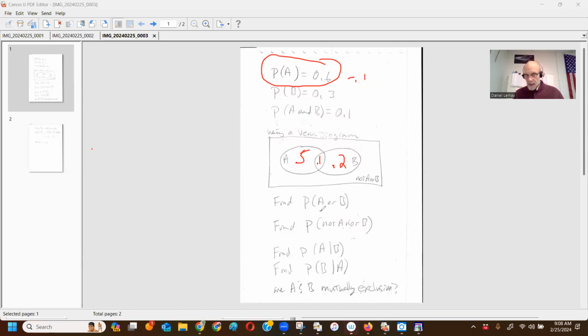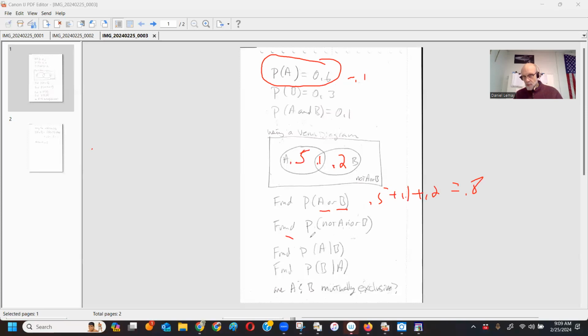Now, what's the probability of A or B? We'll just add up those three regions: 0.5 plus 0.1 plus 0.2. So the probability of A or B happening. Or probabilities mean A or B or both. So those add up to 0.8.